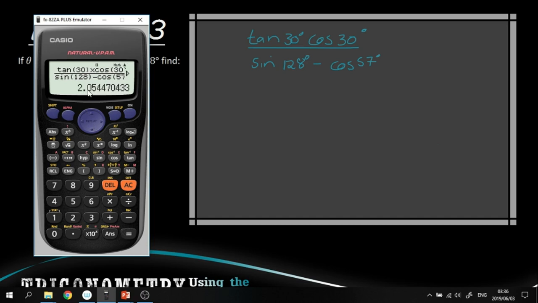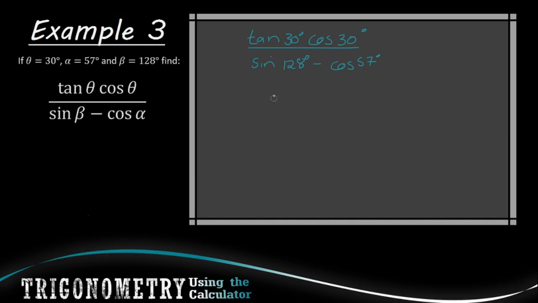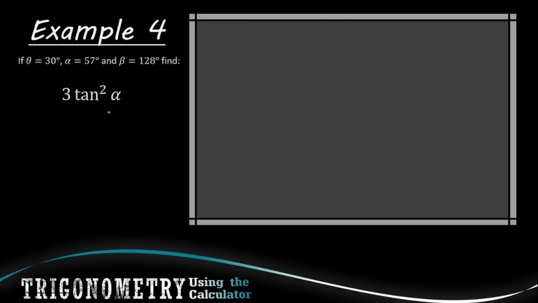So this gives us 2,054. And then for example 4, now in this case we've got 3 tan squared alpha. Now if I have a squared over here, it's the same as writing it as this. So this is tan alpha all squared. So that's like squaring this value.